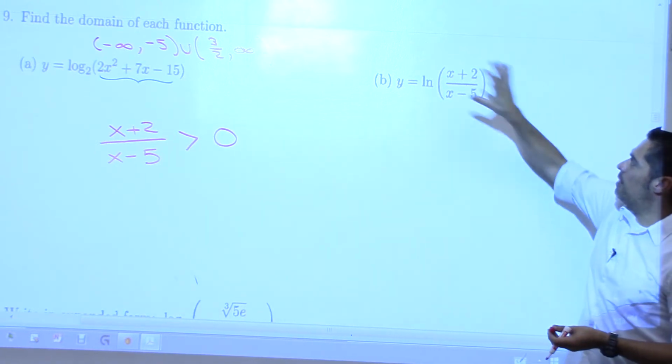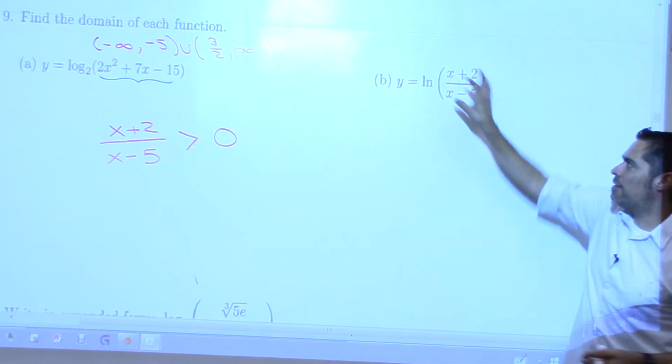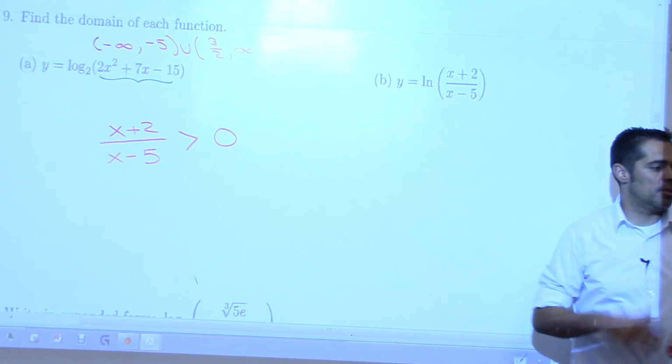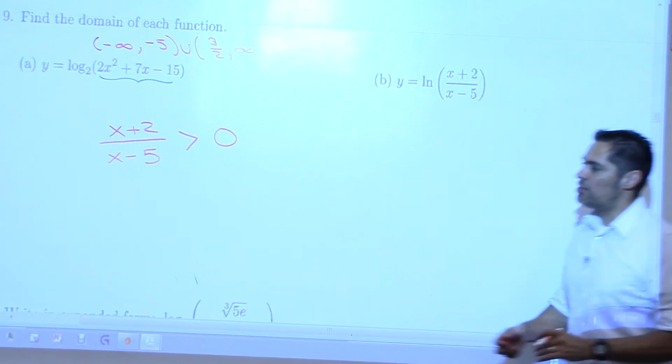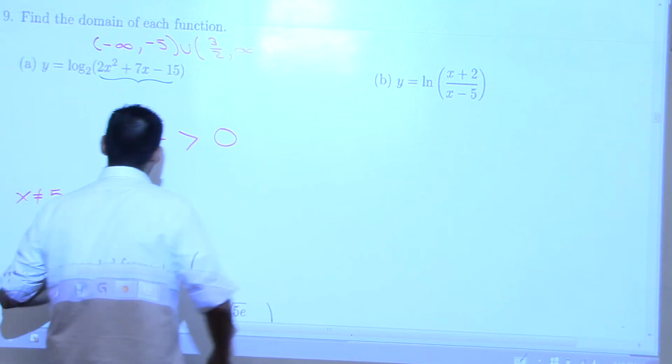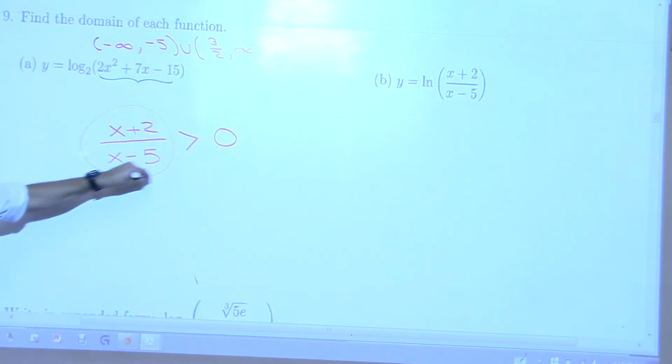When I plug a number in for x, at the end of the day, once I figure out what that is, that has to be bigger than 0, because what I plug into a log must be bigger than 0. I also can tell right away x can't be 5. But what is this if I asked you to think about that visually? It's a rational function. We could graph it.